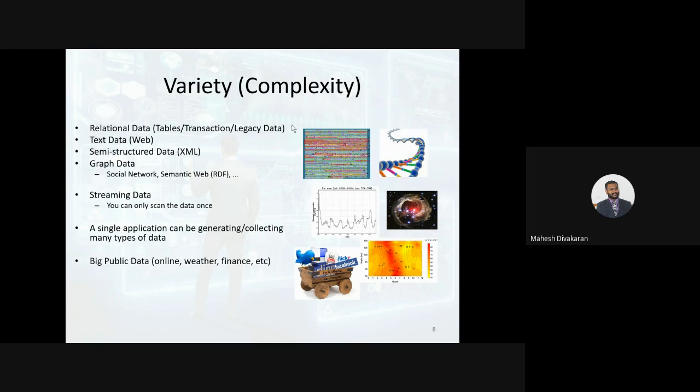So when it comes to variety, we have relational data now. We have transaction data, medical data, and legacy data. A lot of variety of data is there.